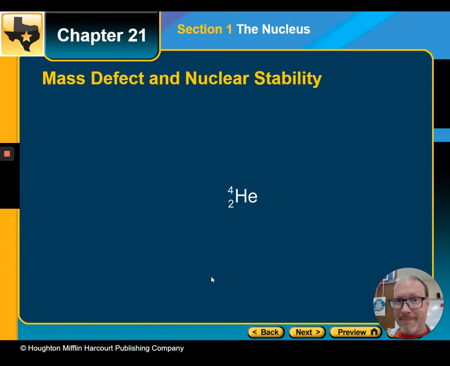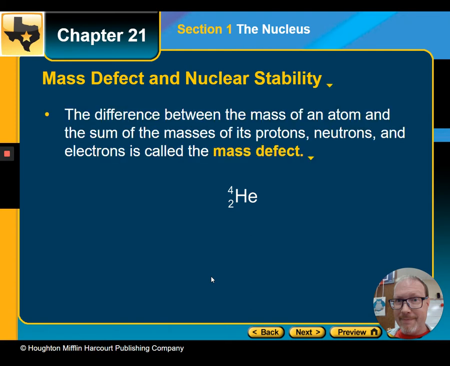Now, here's an interesting thing. When you take protons and neutrons and you put them together in order to make up an atomic nucleus, the mass of the nucleus is different from the total mass of all of its protons and neutrons. In other words, if we've got, say here, this atom of helium has a total mass of 4. It's made up of 2 protons and 2 neutrons. 4 minus 2 is 2.